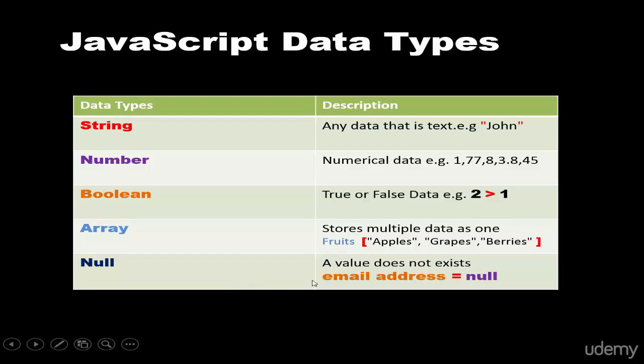You can also empty a value by setting it to null. So this equal sign here is used to set something. So you can have an email address that no longer functions. You can just set that to null, which means it's empty. So this is a brief description of some of the common JavaScript data types.